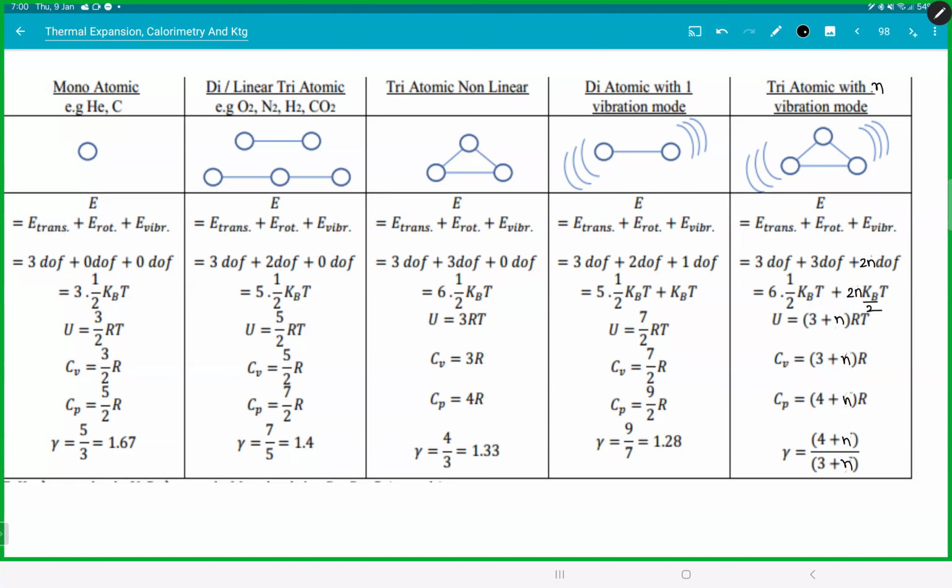So what they did, right? Each vibrational mode has 2 vibrational degrees of freedom. So they actually wrote 2 into half kBT. The 2 got cancelled, so you got kBT. You're getting the thing?